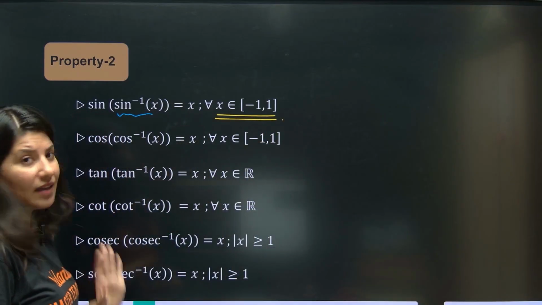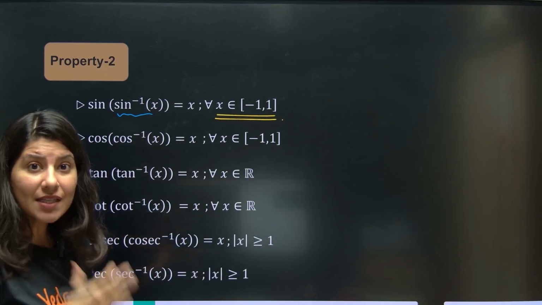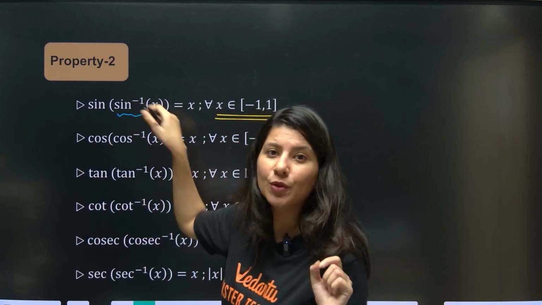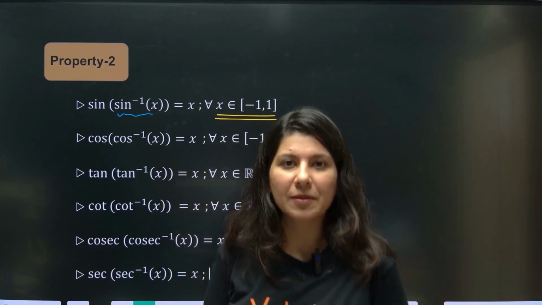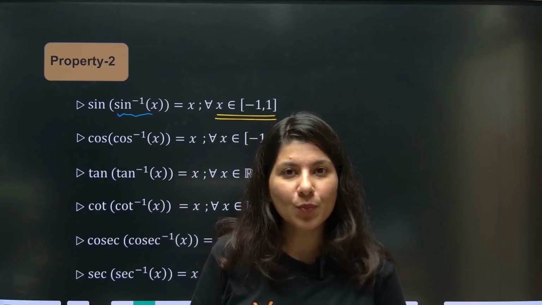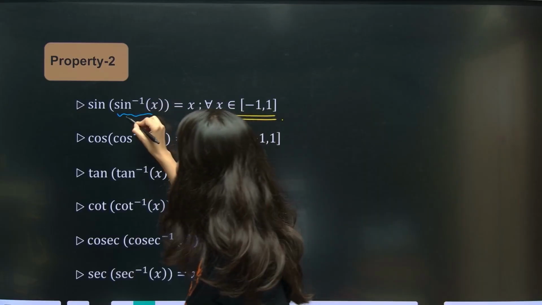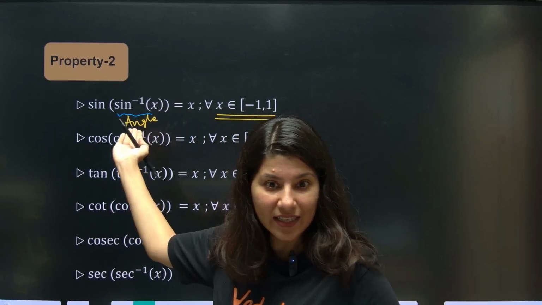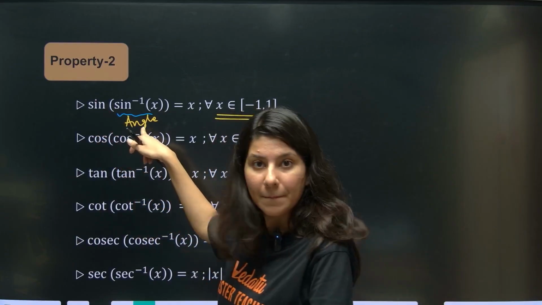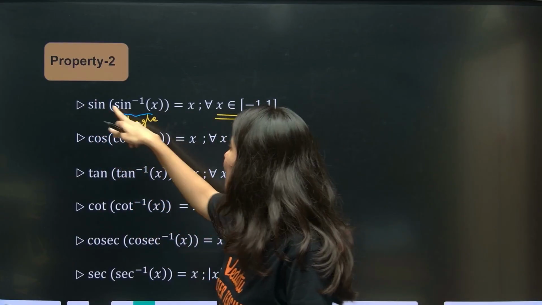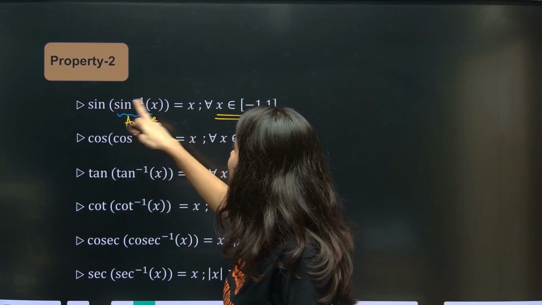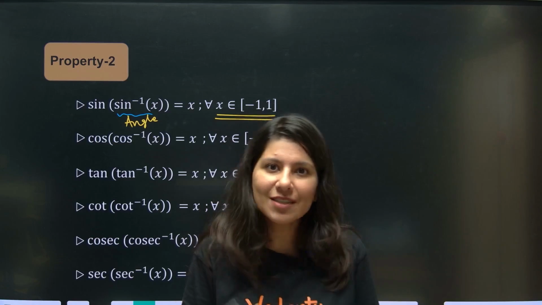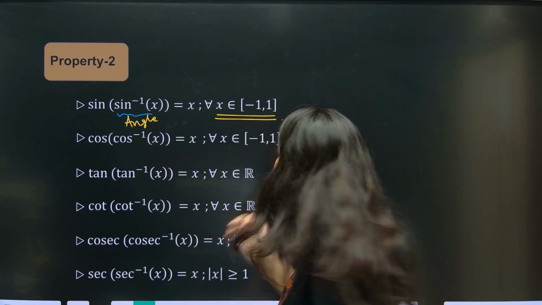Now understand, if the domain is restricted, first of all, see sine inverse x, the output. If I talk about the output, sine inverse x output is an angle. So this will become an angle, and sine of angle, so this is sine theta, right? So sine theta is what? The range of sine theta is -1 to 1 only. So output is also -1 to 1.